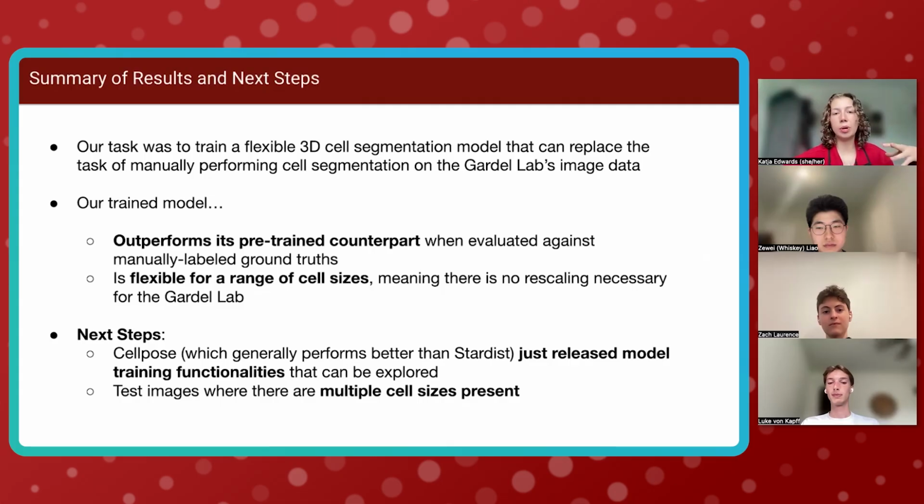Looking ahead, Cellpose, which generally outperforms Stardust, like we said in 2D, has just introduced new model training capabilities, which could be a great next step for improving accuracy even further and in fewer steps. We'd also like to test a larger selection of images where there are multiple cell sizes present in the same image to test the model robustness further.